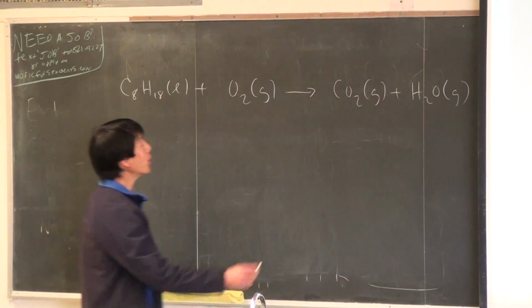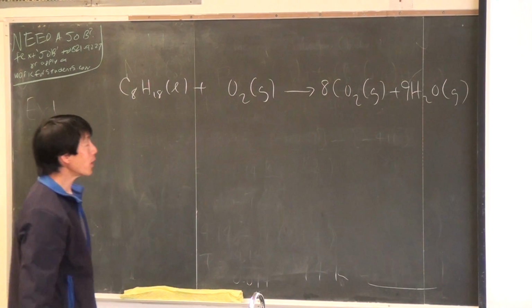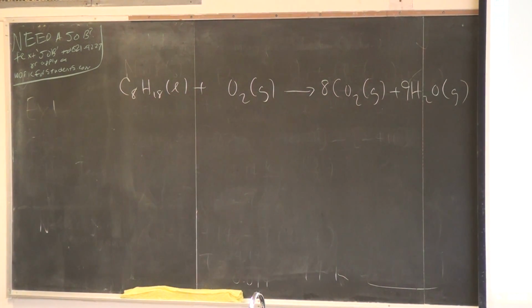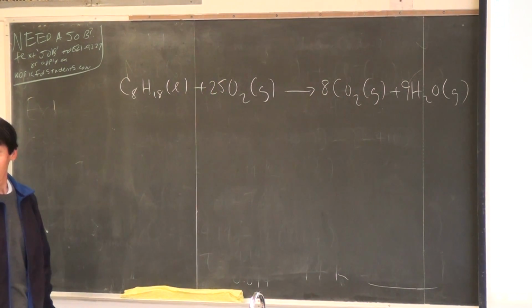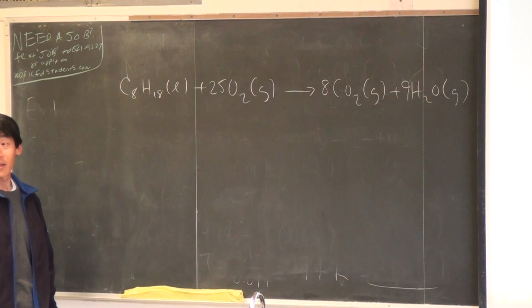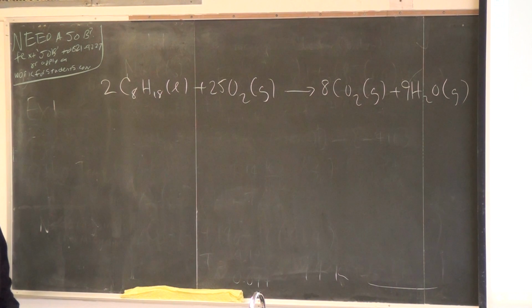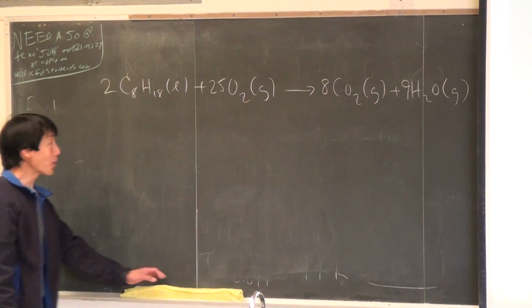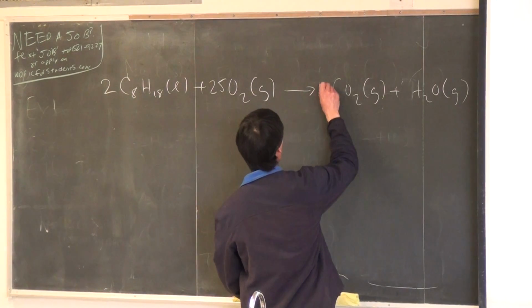Okay, so let's see, we need 8 CO2s and 9 waters, which means that how many O2s do we need? 25? So we need 25 of these. And is the equation balanced? And do we need to change anything else? 16. Okay, yes, we need to change these two then. So 16 and 18.